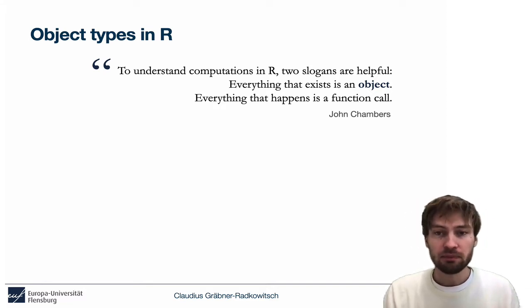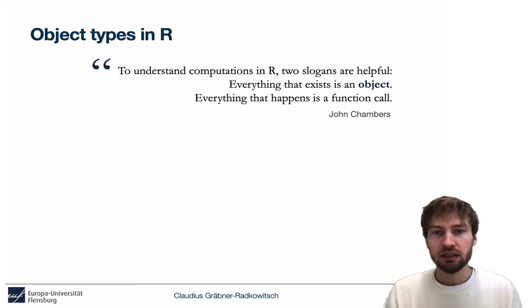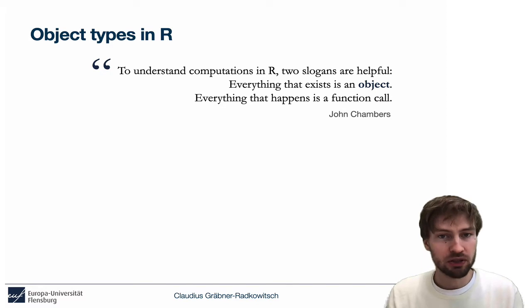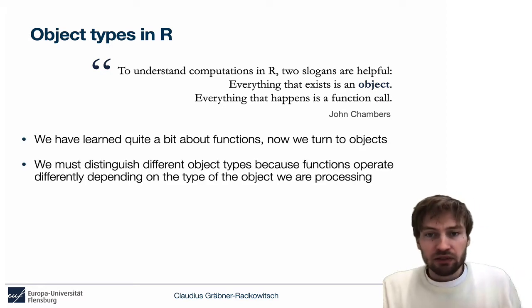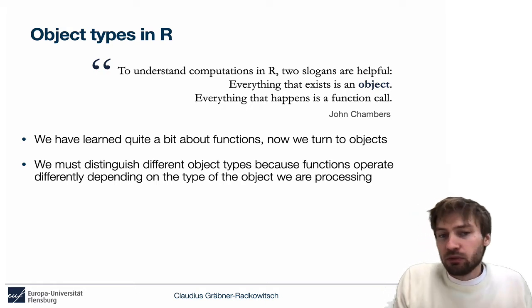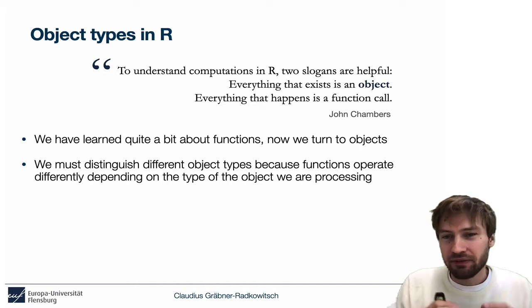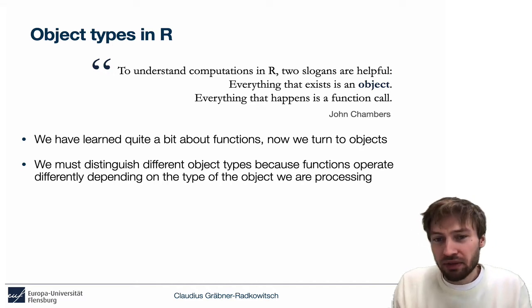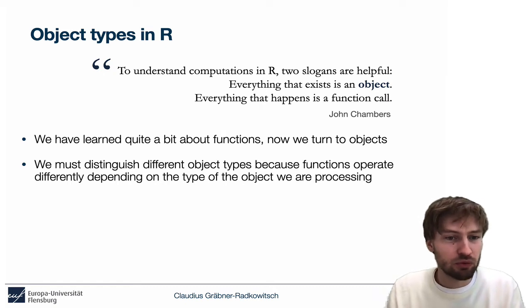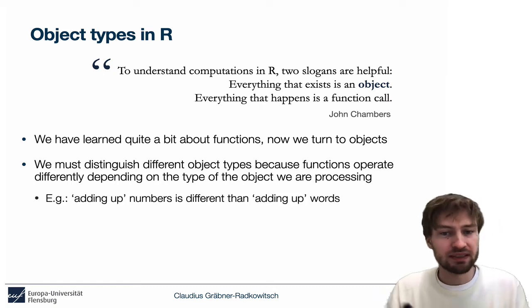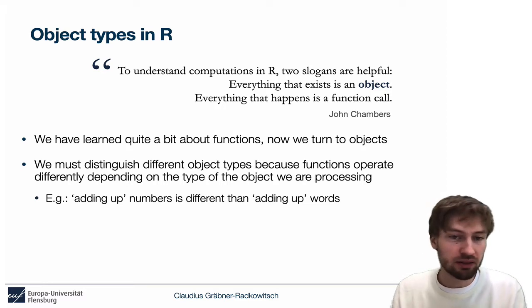Now, we already learned a bit about functions in one of the previous sections. Now we will deal with the more general concept of an object. You might ask yourself, why do we need to distinguish between different object types in the first place? Well, the reason is that functions are doing different things depending on what objects you're giving them as an input. So, for instance, adding up numbers is different than adding up words. The latter, in some cases, might not even be possible.